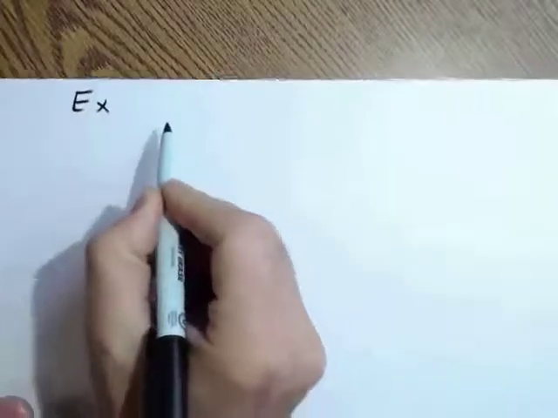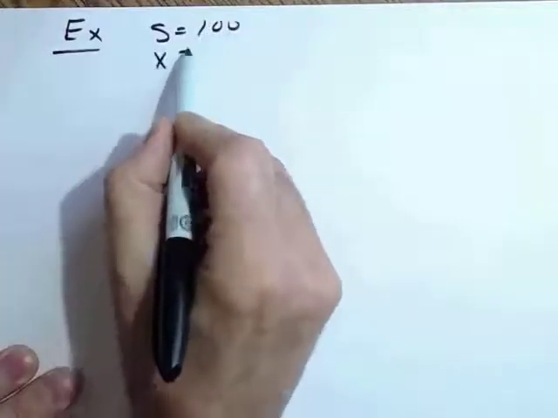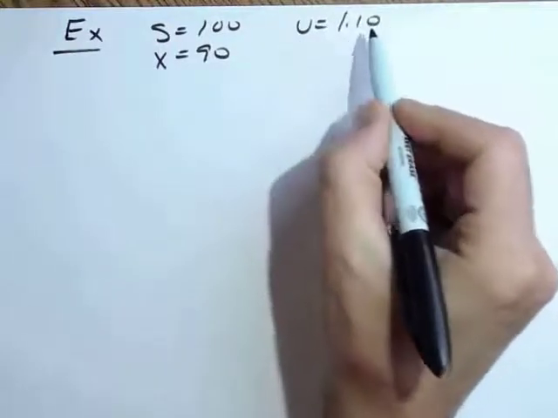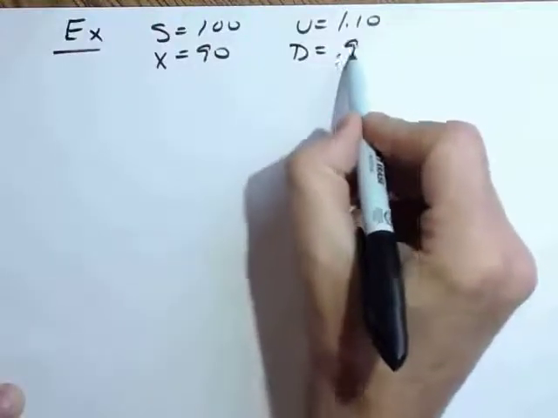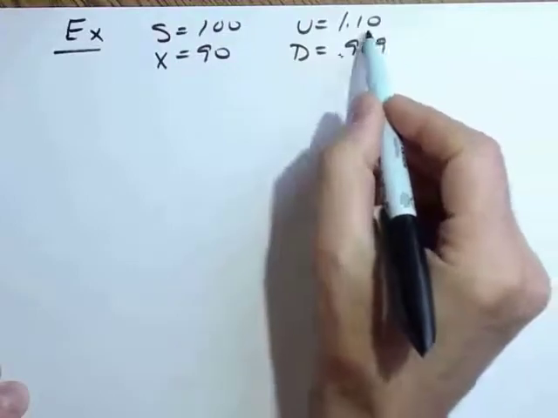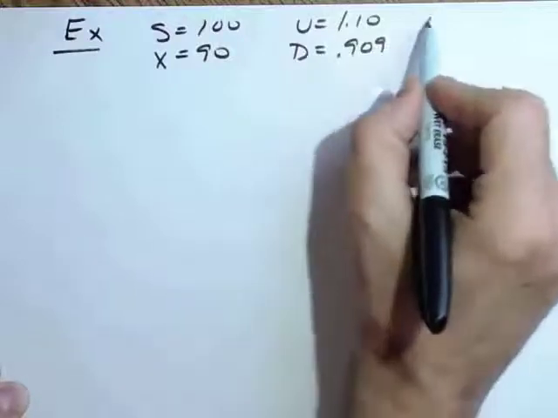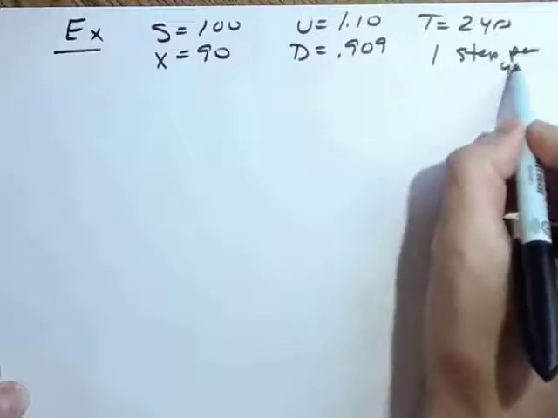I'm going to continue with the example we used before. Here we have a stock price of 100. X is 90. U is the up movement, which is 10%. The down movement is about 91% of the original price. We're going to have T equals 2 years, 1 step per year.